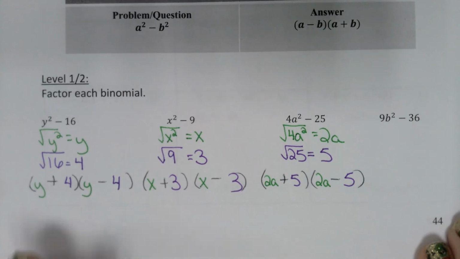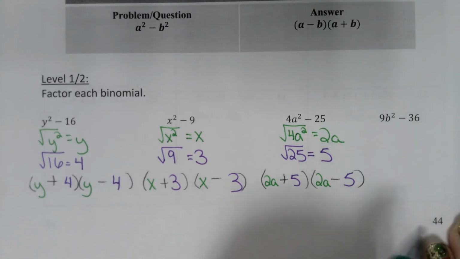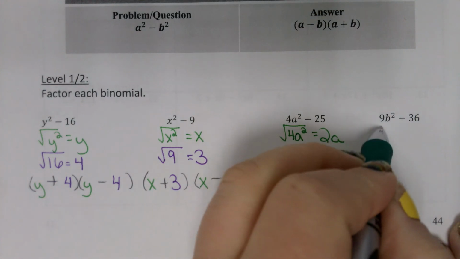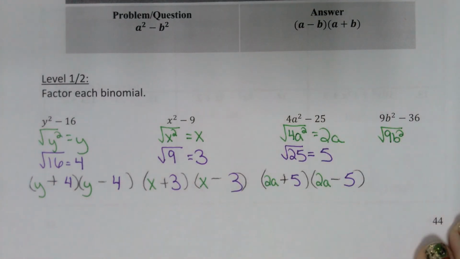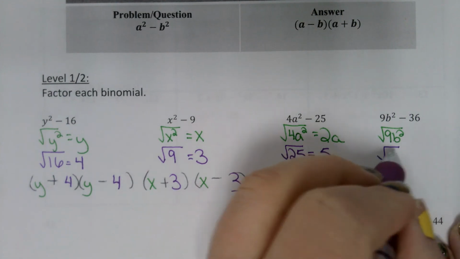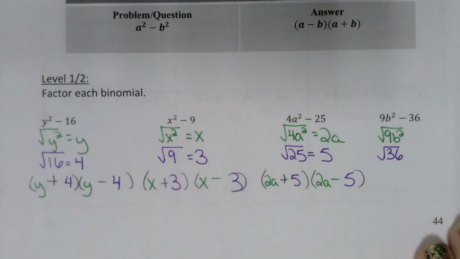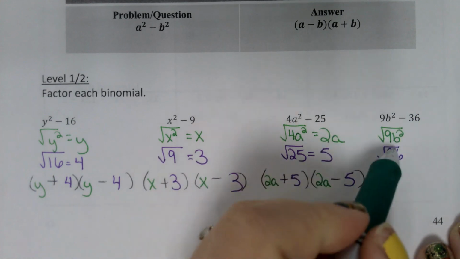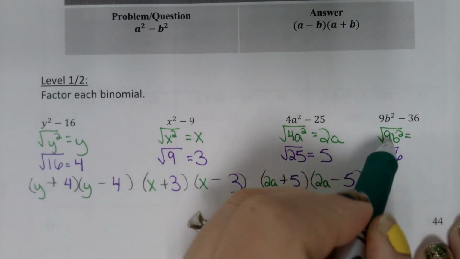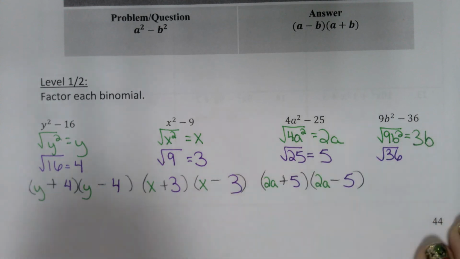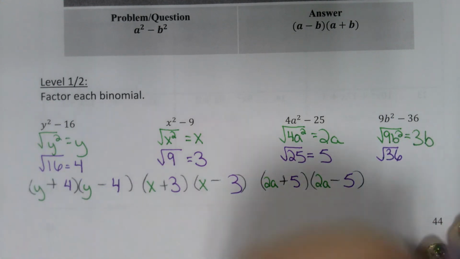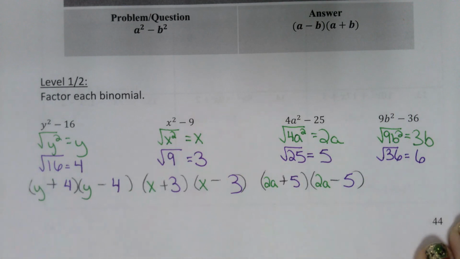We have this 9b squared minus 36. So in order to factor this binomial, we will take the square root of 9b squared and the square root of 36. The square root of 9b squared: the square root of 9 is 3, the square root of b squared is b, and the square root of 36 is 6.